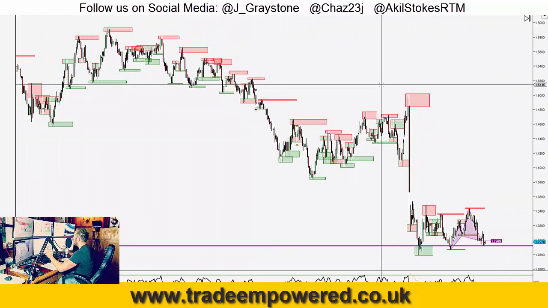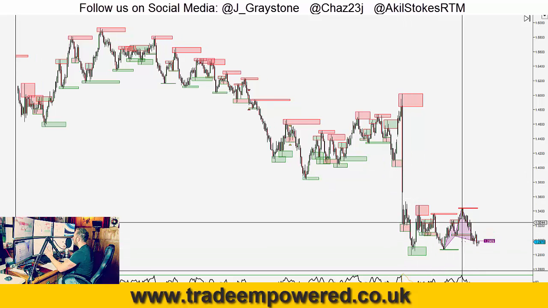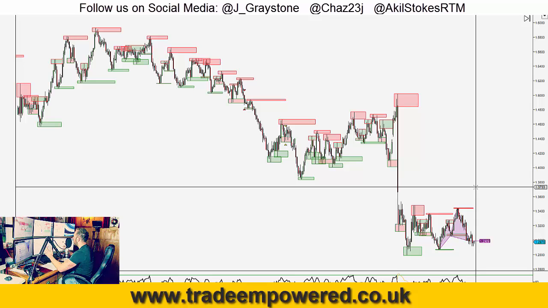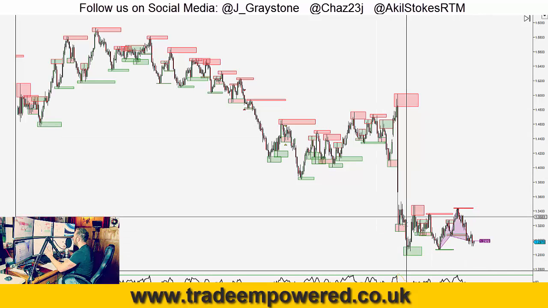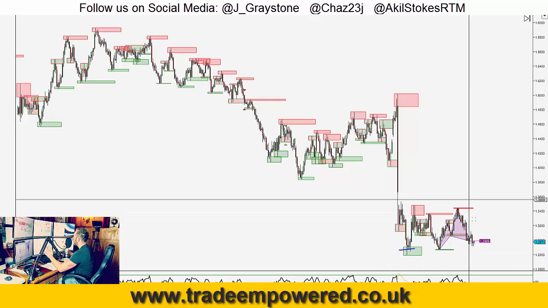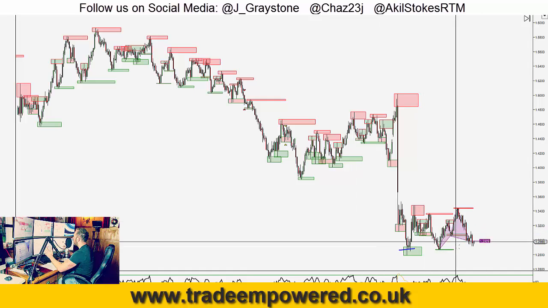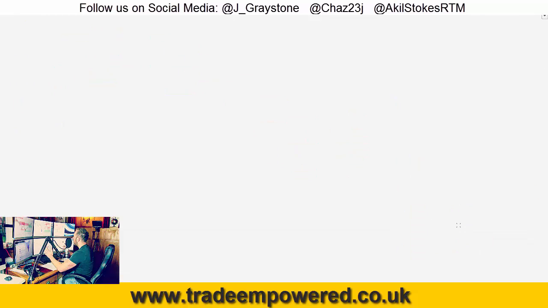Pound dollar. You can see we've been consolidating for a while now. This is the daily time frame. We were bearish, hit the Brexit, and put in this new low. Then we've been consolidating ever since, right? And we're just pushing down to previous structure support, and you can see that consolidation has thrown up this cipher formation here.